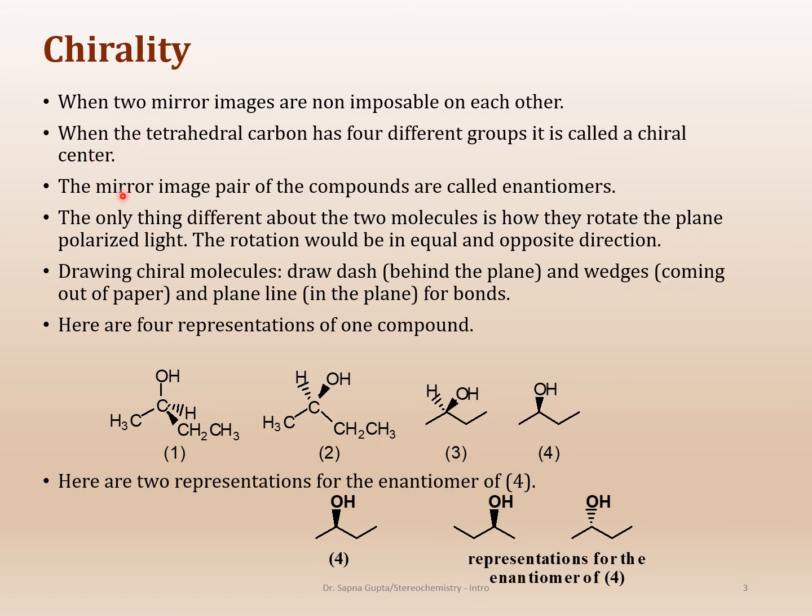The mirror image pair of those compounds, remember the mirror image we just talked about in the previous slide, are called enantiomers. So there's a specific name for the non-superimposable mirror images. The only thing that is different about the two molecules is how they rotate plane polarized light. What is plane polarized light? We'll talk about that in the next slide.